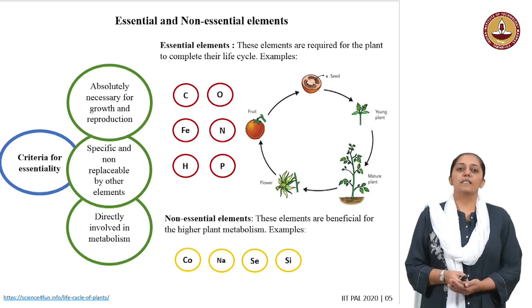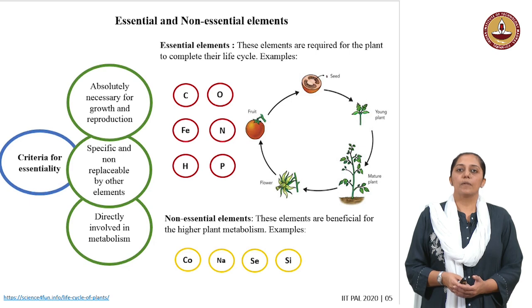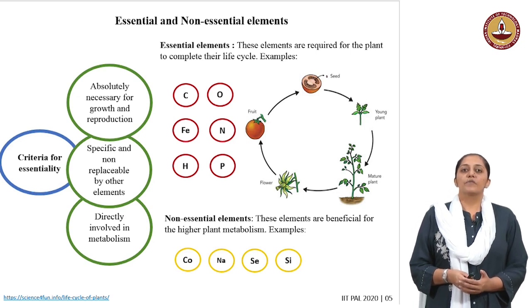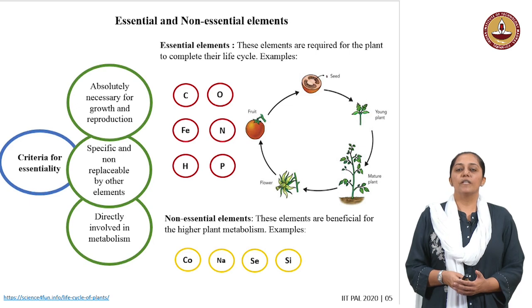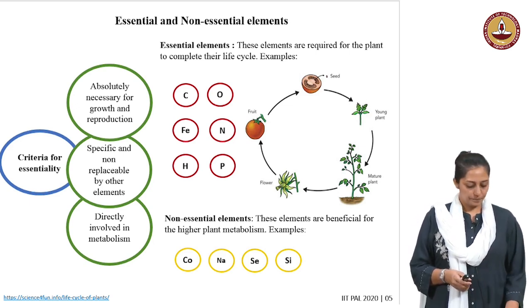Just to give you an example of how some of these non-essential elements are involved in higher plant metabolism: selenium has been reported to help the plant cope with stress by enhancing the activity of antioxidant enzymes.